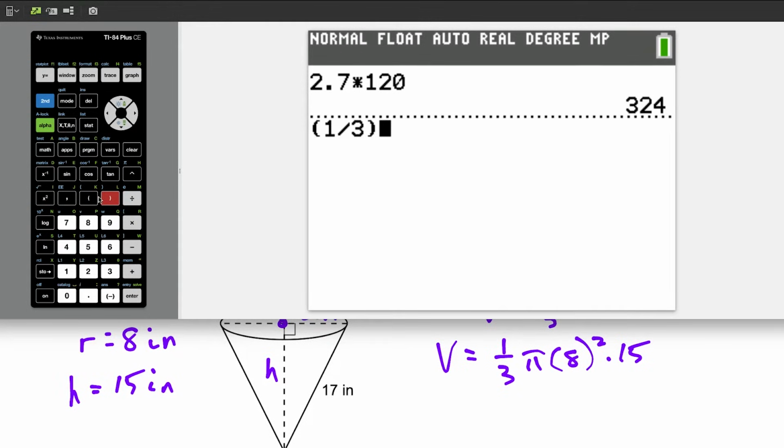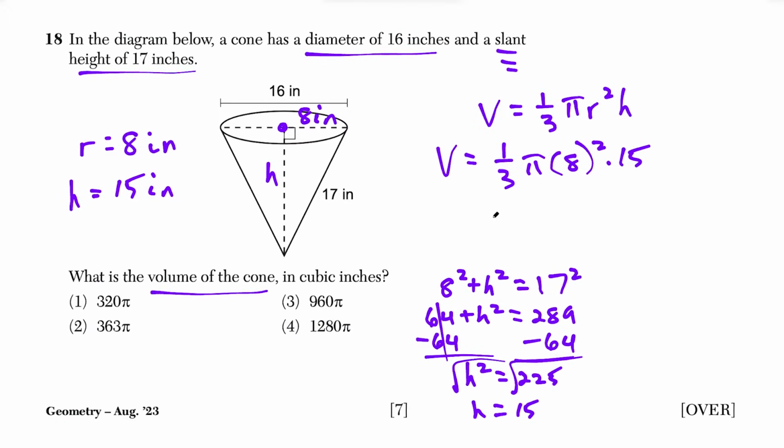So we have 1/3, and we're multiplying that by 8 squared, and then we're multiplying that by 15. So we just multiply these three terms together, and this works out to 320. So the volume is going to work out to, and we have to remember, the product of all of the numbers except pi was 320. And now we just tack on the pi, and we're going to have 320 pi, which is going to match choice 1.